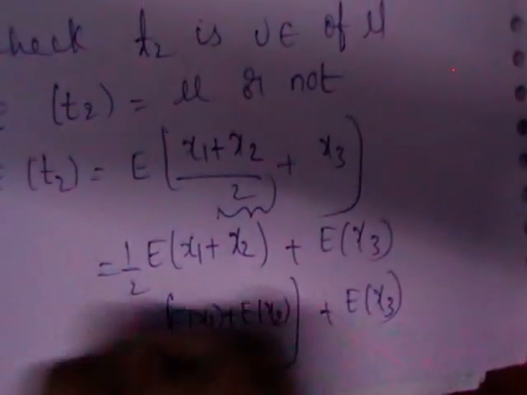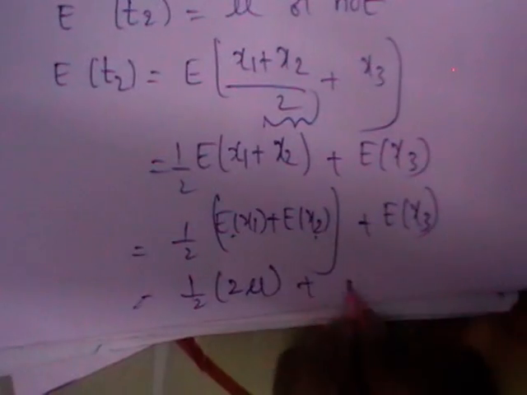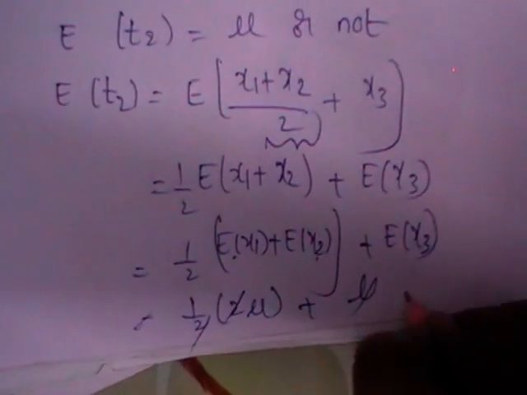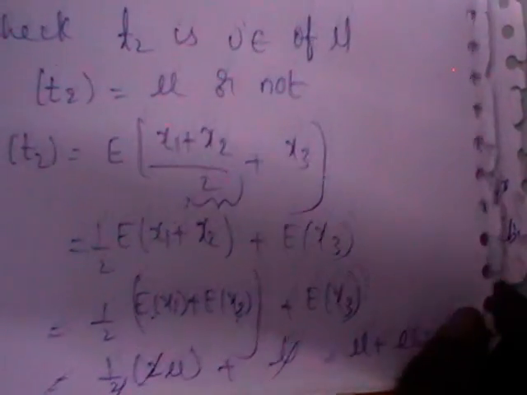What is the mean of normal distribution? Mu, as in the previous case. Mu plus mu is mu plus mu. You got that as mu plus mu, which is equal to 2 mu. So E of T2 is not equal to mu. Clearly here E of T2 is not equal to mu. So whenever E of T2 is not equal to mu, T2 is not an unbiased estimator of mu.